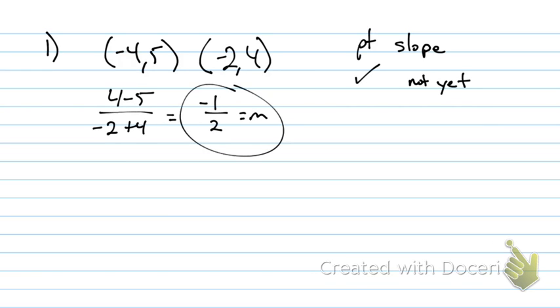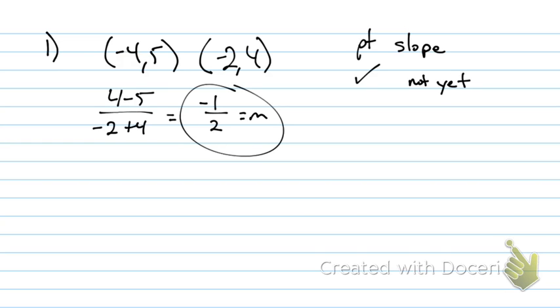So this is where you're going to see why I choose to use circles and boxes. My circles are for my communication and for my organization. My circles show answers in the work that aren't my final answer. It's like something I need to use again. So now I know my slope and I know points.